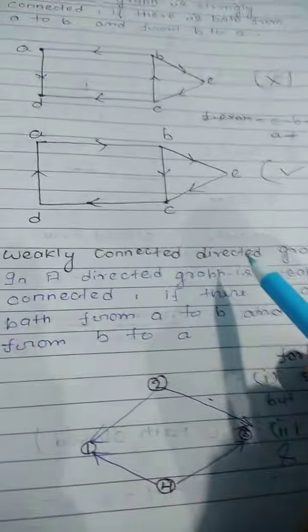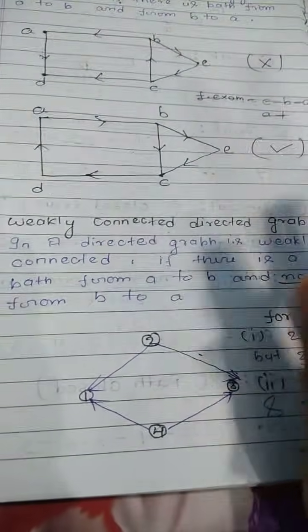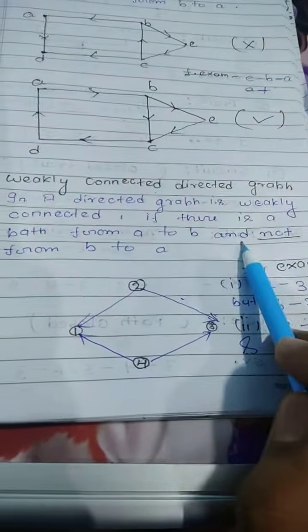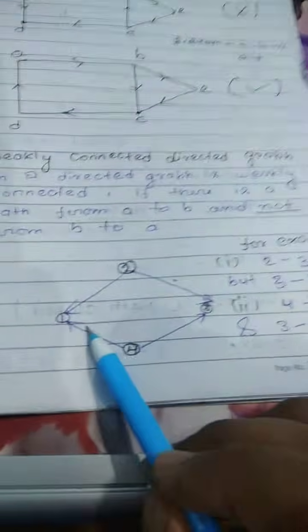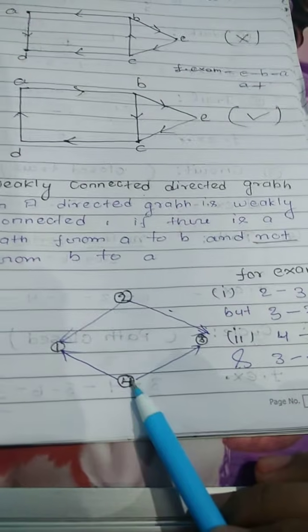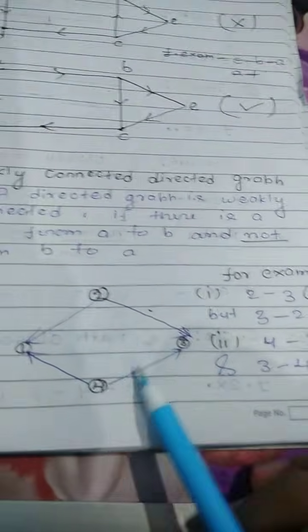Similarly, a weakly connected directed graph means only one direction is available, both directions not available for the pair of vertices. There is a path from A to B and not from B to A. Let us see the example 1, 2, 3, 4. Going 1 to 4 is not a way, but 4 to 1 is a way. Similarly, 2 to 3 is an available way, but 3 to 2 is not available. That means it is a weakly connected graph.